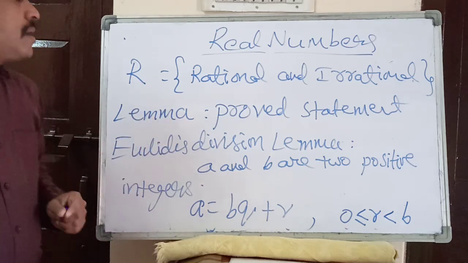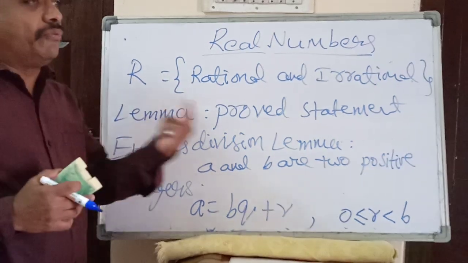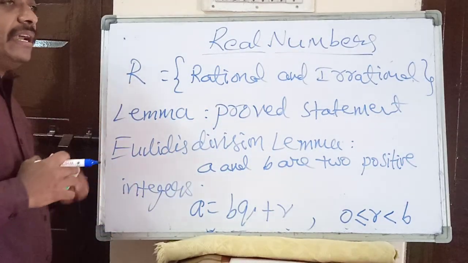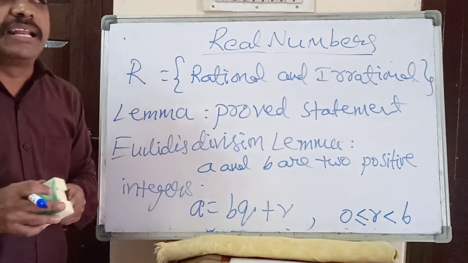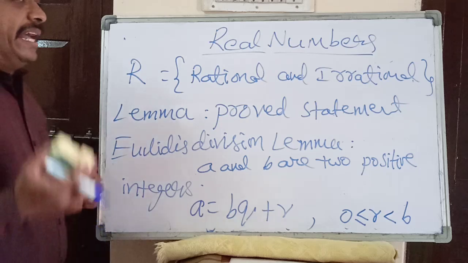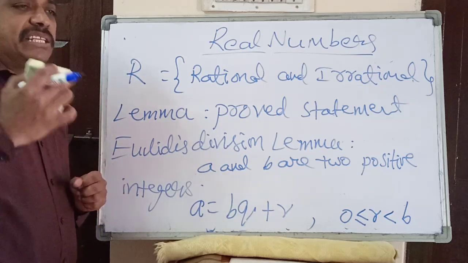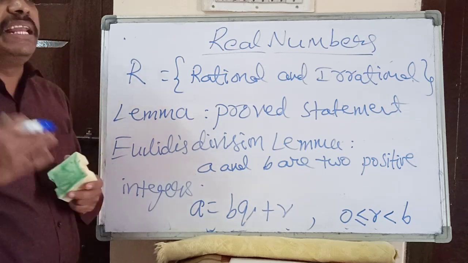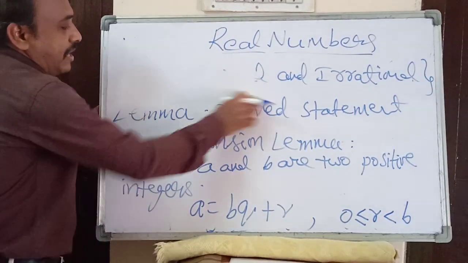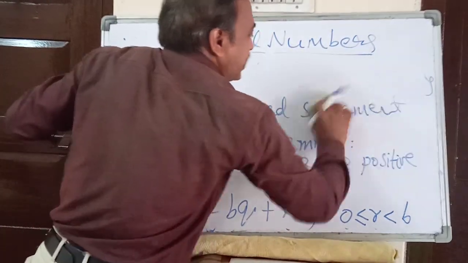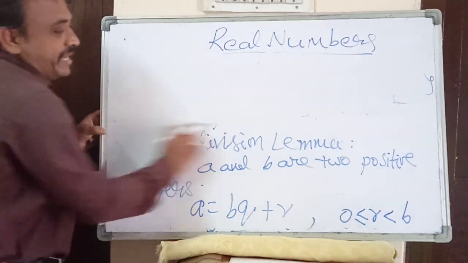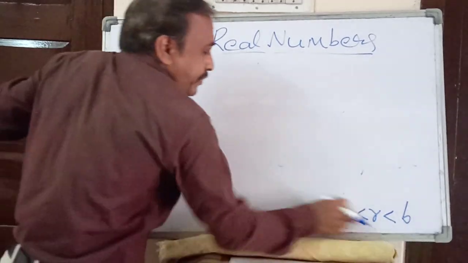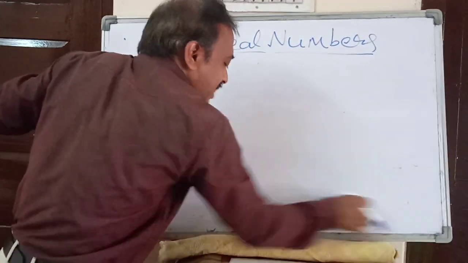Now by using Euclid's division lemma, we can go for the further topic, that is Euclid's division algorithm. Before that, what exactly is an algorithm? An algorithm is nothing but a step-by-step procedure which gives a systematic way to solve any problem. That is Euclid's division algorithm. So we are using the word algorithm.